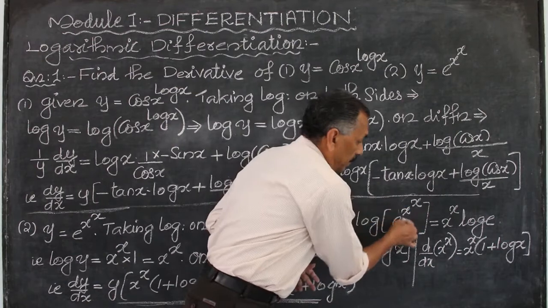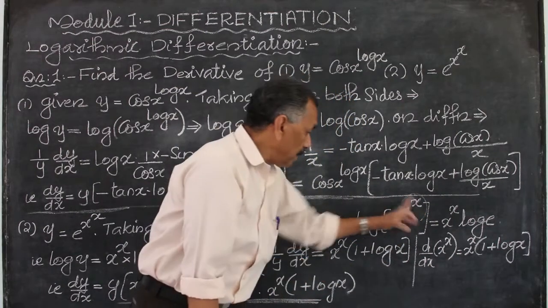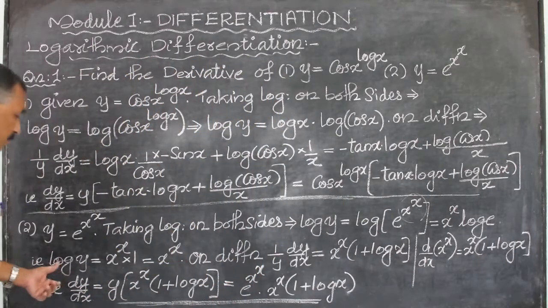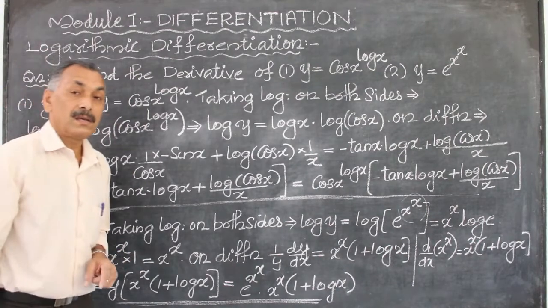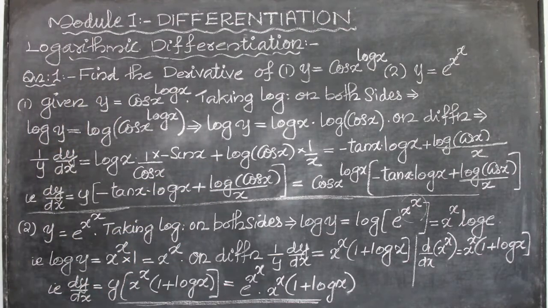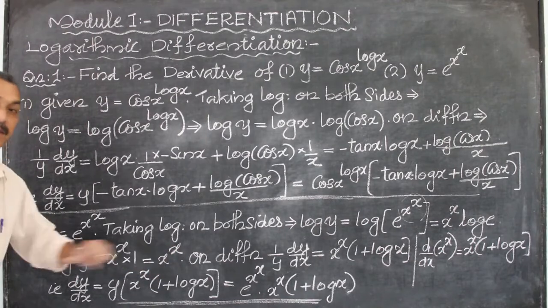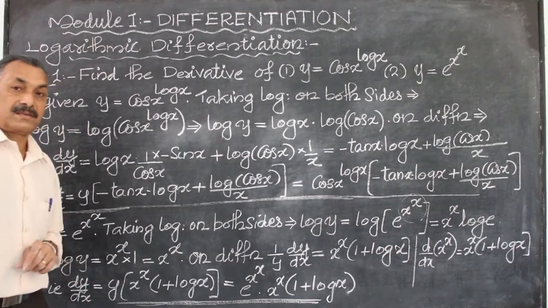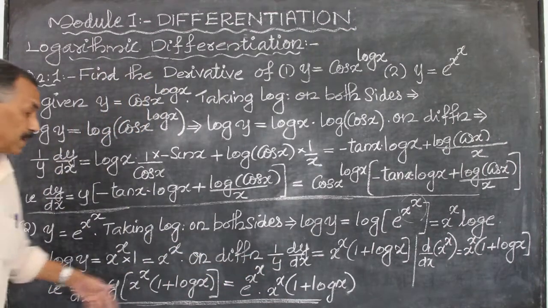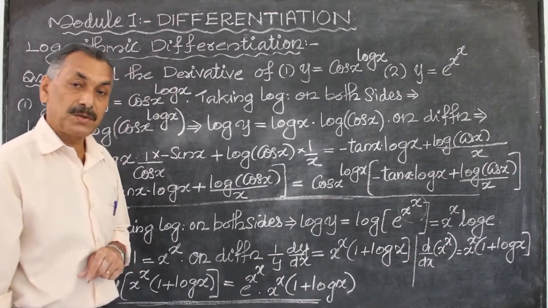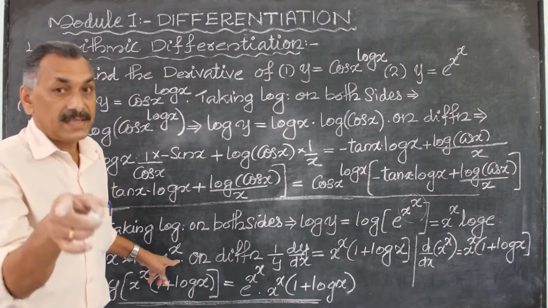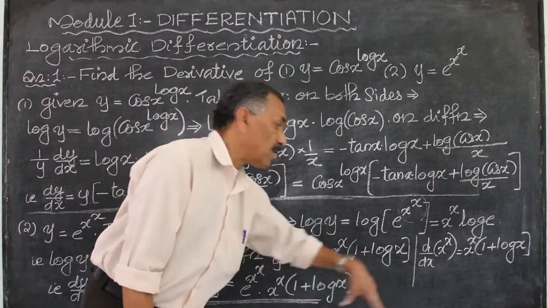Okay? That is, log y is equal to x raised to x into log e. What is log e? Log e is equal to 1 again. So x raised to x into log e means x raised to x. Log y is equal to x raised to x. On differentiation, log y derivative is 1 by y into dy by dx is equal to derivative of x raised to x. What is the derivative of x raised to x? It is x raised to x into 1 plus log x.